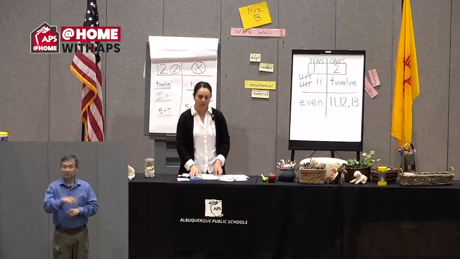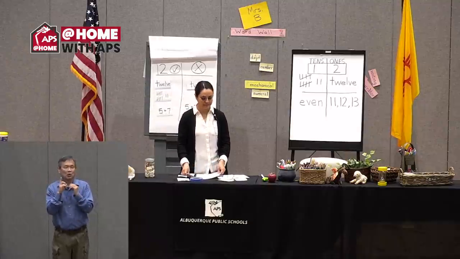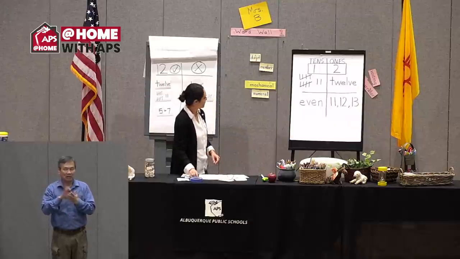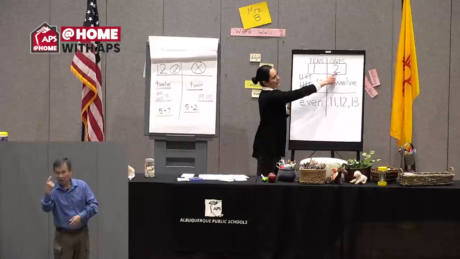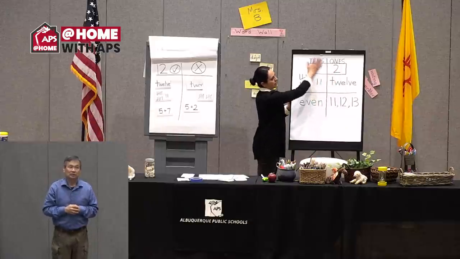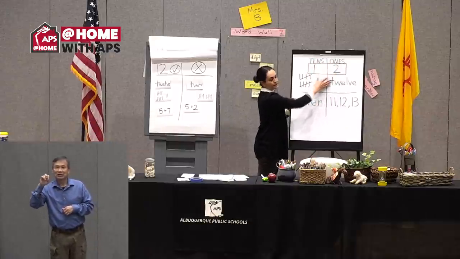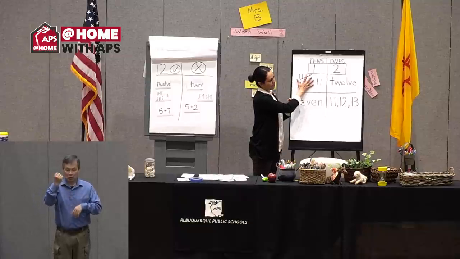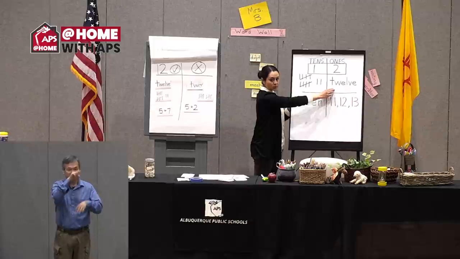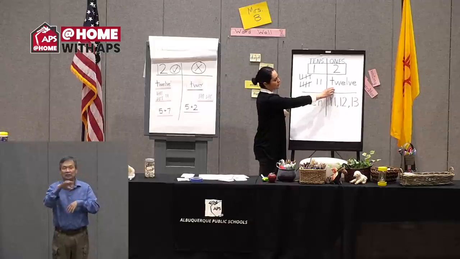Okay, before we count one last time, let's review. So our number of the day was the number 12. And it looks a little strange here because I wrote it in tens and ones. We had 12 tally marks. We spelled the number 12. Let's spell it one more time.